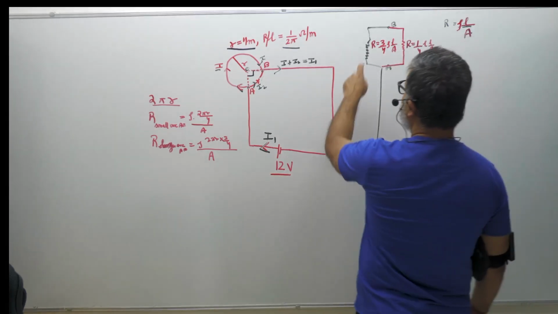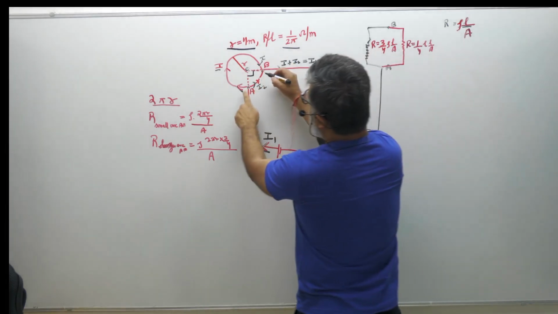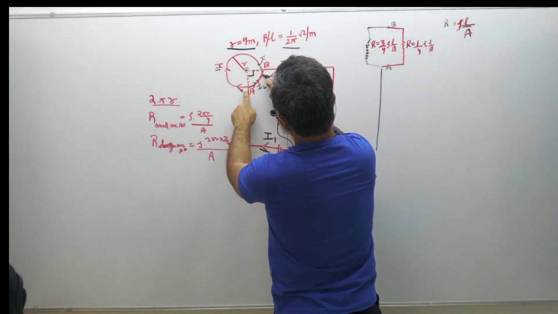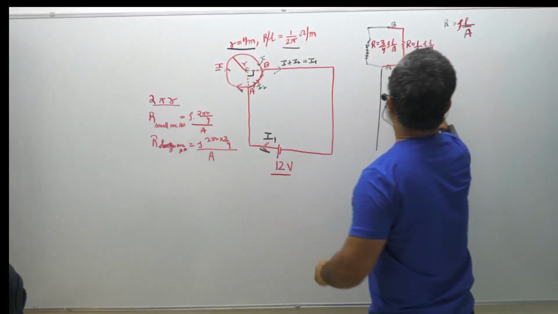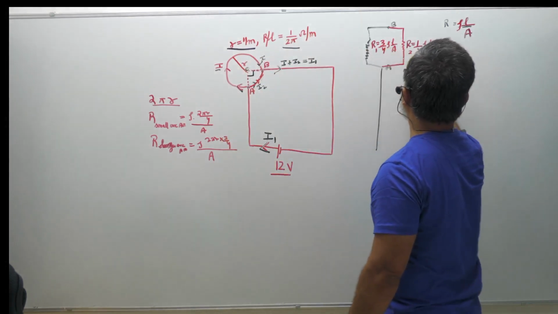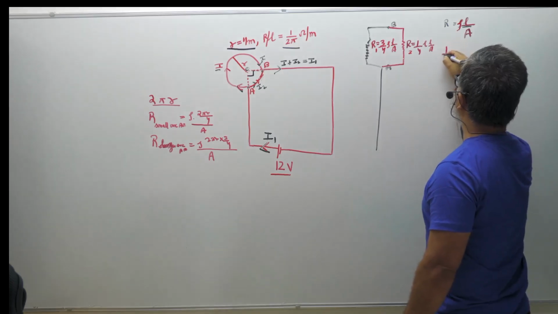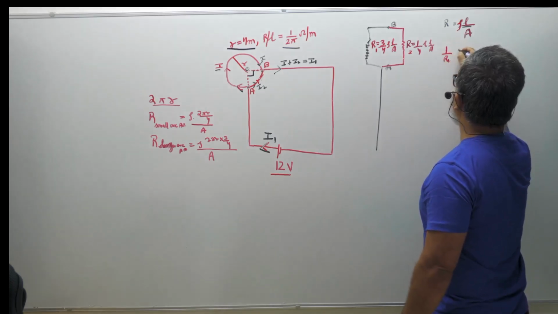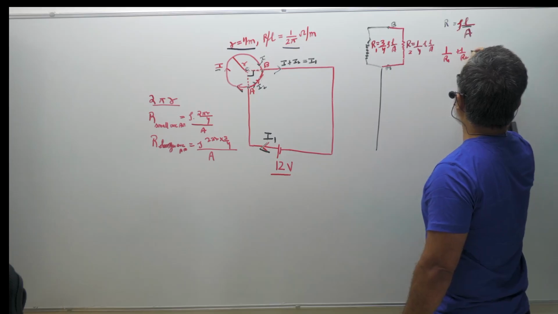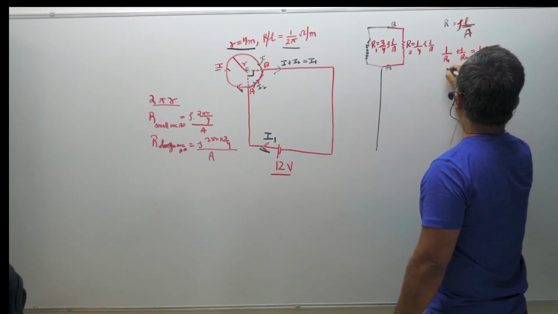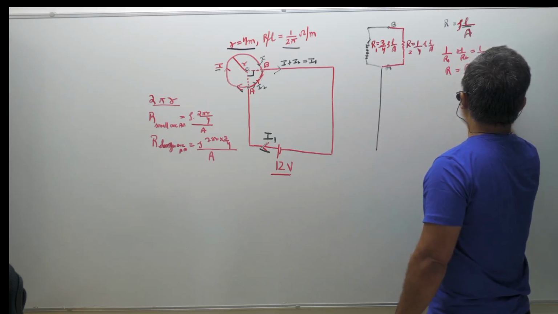You can see that actually these two, the small arc and the bigger arc, are two resistances in parallel, R1 and R2. So the equivalent resistance is 1 upon R1 plus 1 upon R2 is equal to 1 upon R, and R is equal to R1 R2 divided by R1 plus R2.